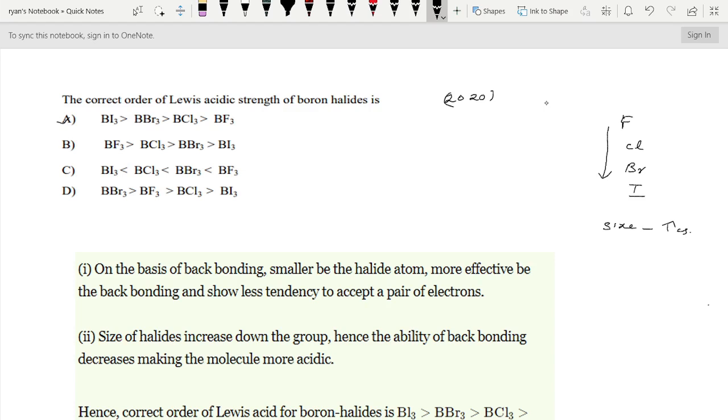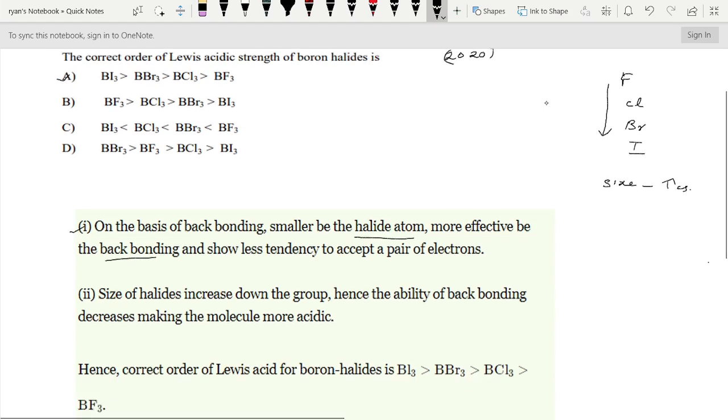Therefore, here one more point is there. On the basis of back bonding, the smaller the halide atom, the more effective the back bonding, and it shows less tendency to accept a pair of electrons. Therefore, here the correct option is A.